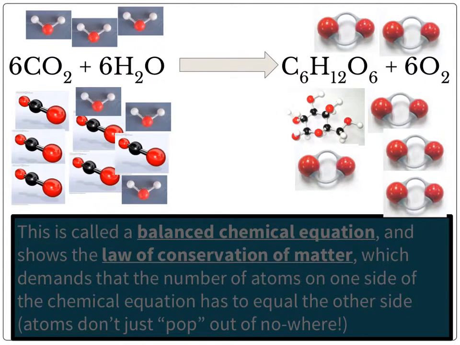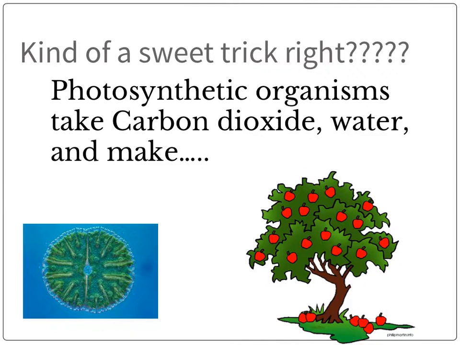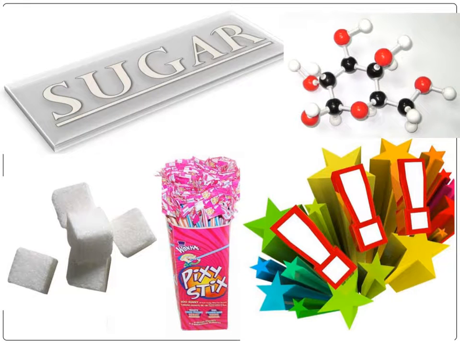A balanced equation shows or demonstrates the law of conservation of matter, which demands that the number of atoms on one side of a chemical equation equals the atoms on the other side of the chemical equation. And that's because, of course, atoms just don't pop out of nowhere. Kind of a sweet trick, right? Photosynthetic organisms take carbon dioxide, water, and sunlight, and make sugar. Like this delicious apple that I'm eating right now.